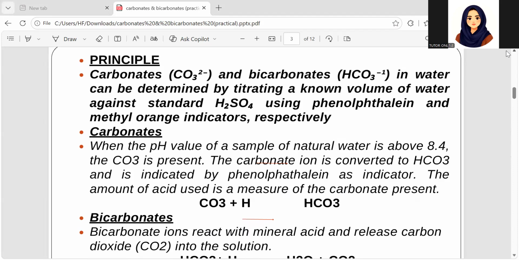The principle behind this entire lab practical is that carbonates and bicarbonates in water can be determined by titrating a known volume of water against a standard H2SO4 using phenolphthalein and methyl orange indicators respectively.